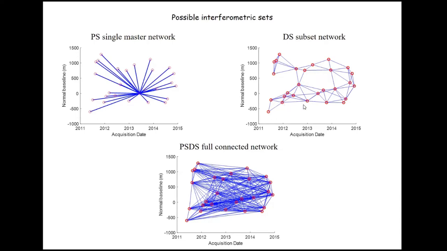You see here, the normal baseline is on the y axis, and the horizontal axis is the temporal baseline. You got it? The normal baseline here is the perpendicular baseline between the two, that is the same meaning. Okay, got it. Okay, so we move to the next one.